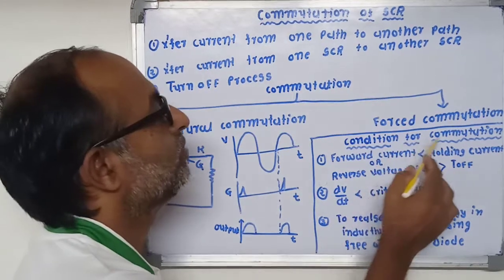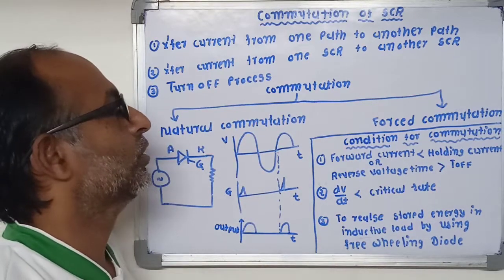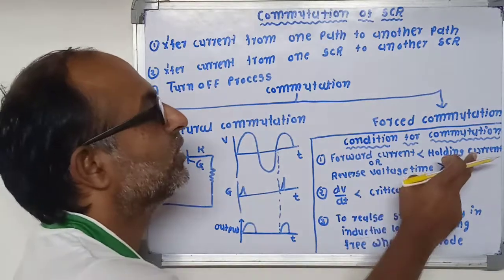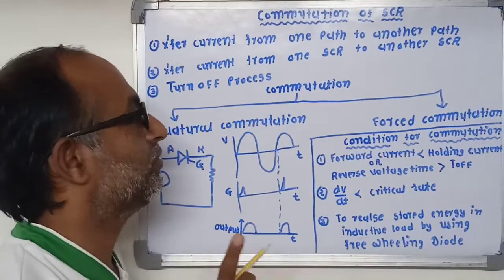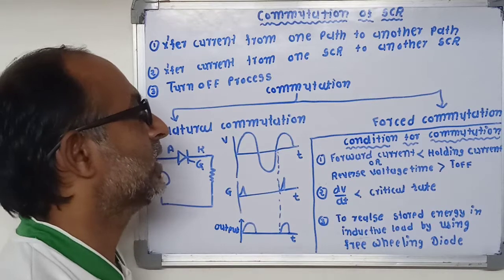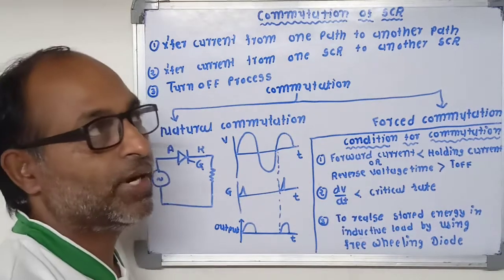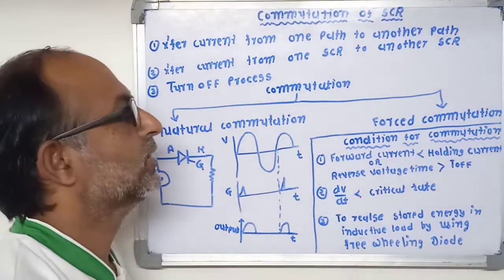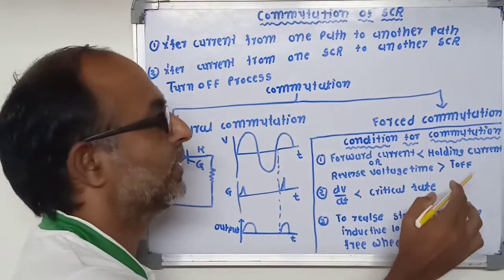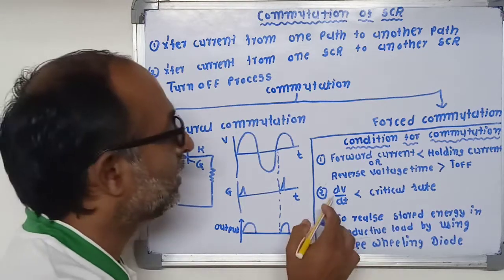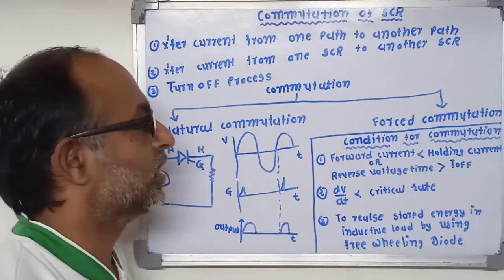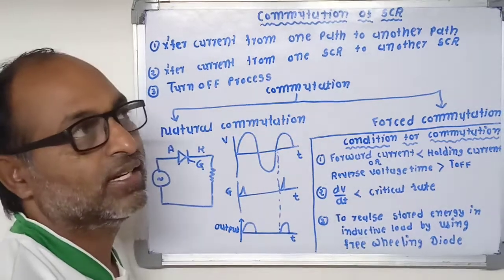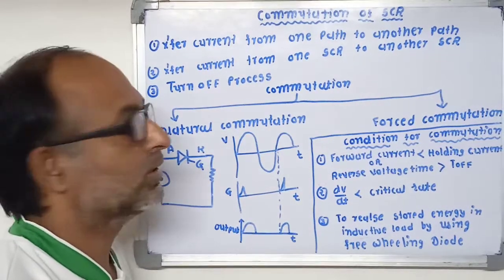Next, conditions for commutation. First, the forward current of the SCR must be less than its holding current. That is the first condition that must be satisfied. Second, the reverse voltage must be applied across the SCR for a time equal to or more than the turn-off time of the SCR. Third, the rate of rise of voltage must be less than the critical rate, otherwise the SCR will turn on again.